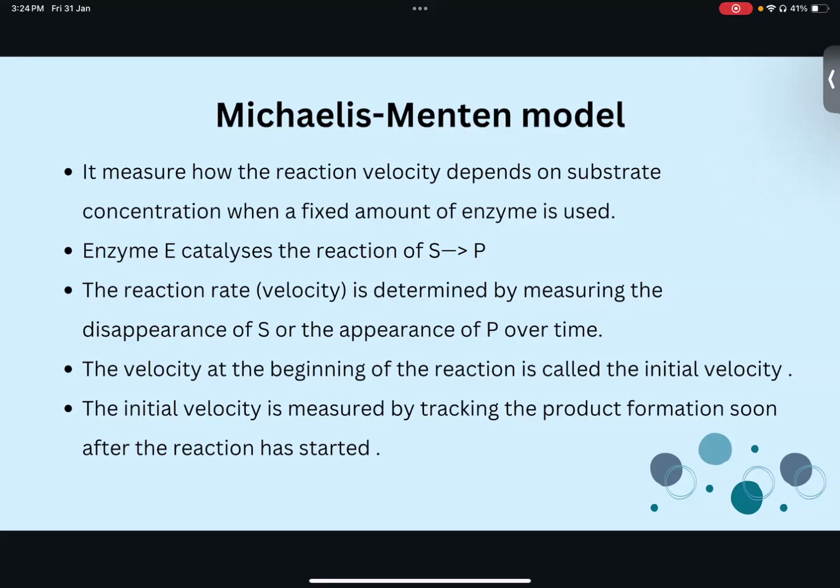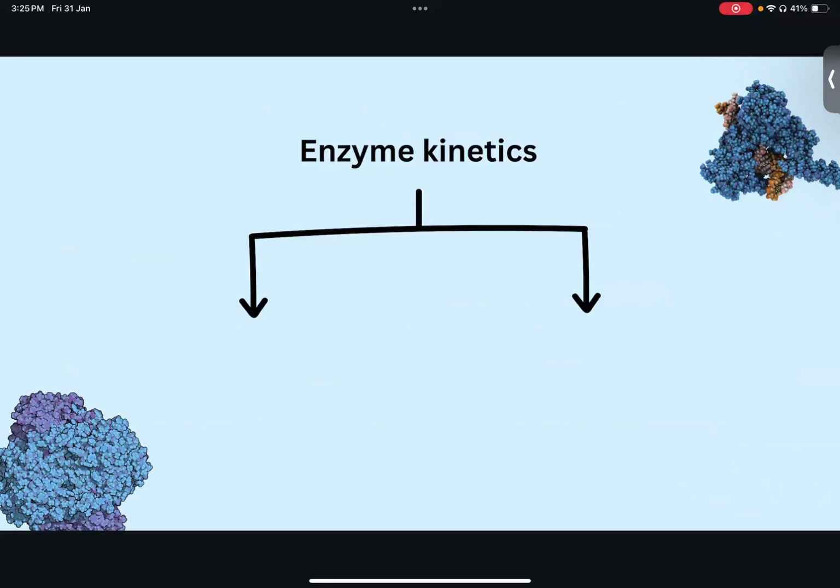The velocity at the beginning of the reaction is called the initial velocity. This velocity measures the product formation at the beginning of the reaction, as soon as the product forms. How do we do this? We have two types of measuring the enzyme kinetics: the discontinuous fashion and the continuous fashion.